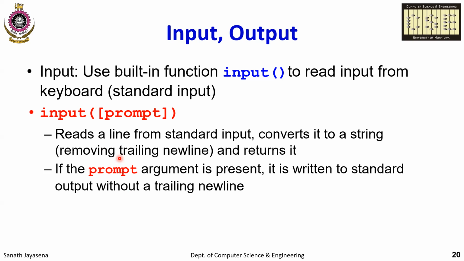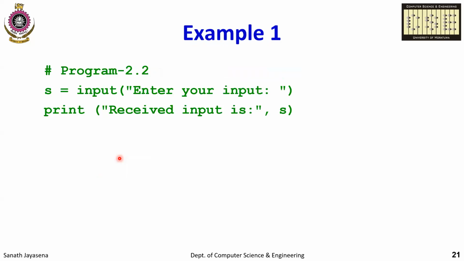That prompt will help the user of the program understand that some input is expected, and that way communication can be improved between the user and the system by using the value for the prompt, right? So here's an example. This example is in the notes. You will see that's program 2.2.